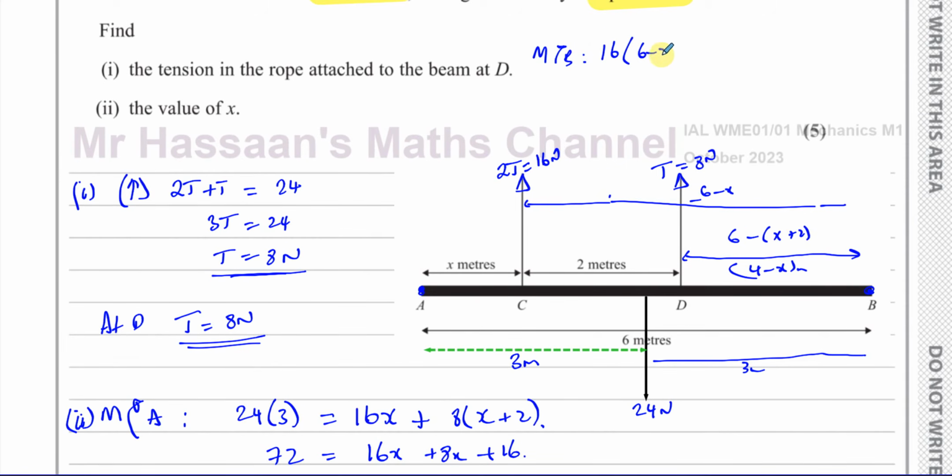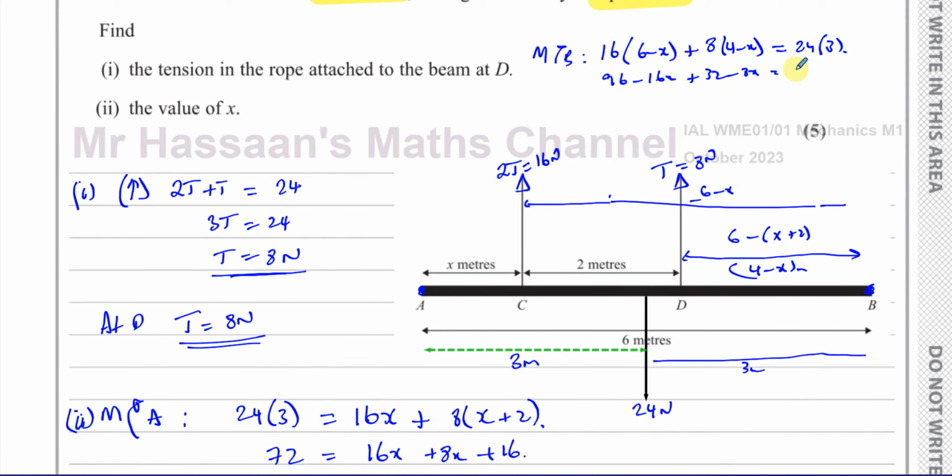6 minus x, plus you'll have 8 times 4 minus x equals, then those would be the clockwise moments if you took this as a pivot, because those would lift them up and go around this way, and this would go that way, which is anti-clockwise. That's going to be 24 newtons times 3. So you get 16 times 6, which is 96, minus 16x plus 32 minus 8x equals 24 times 3.